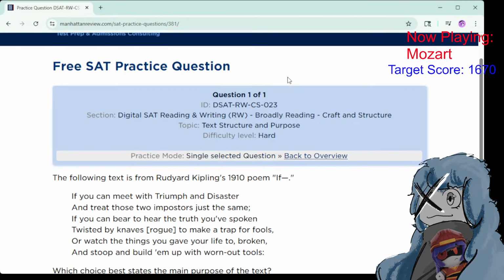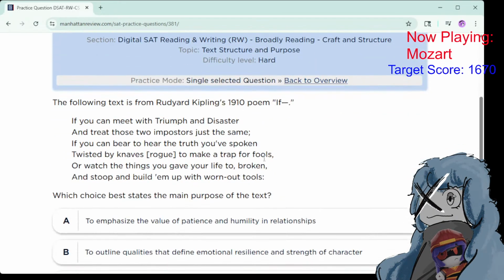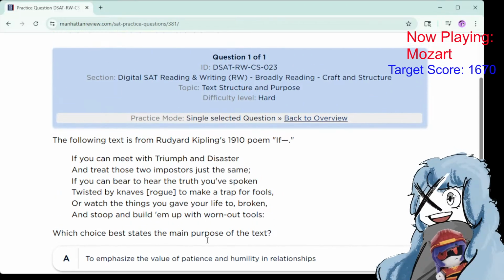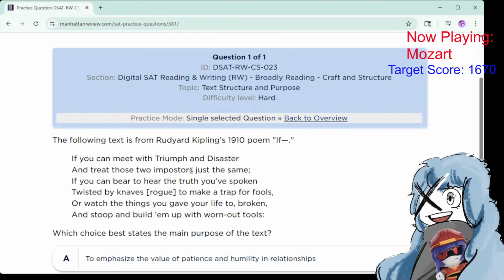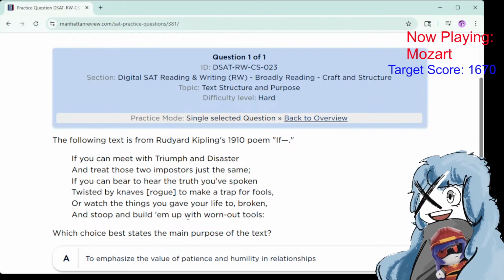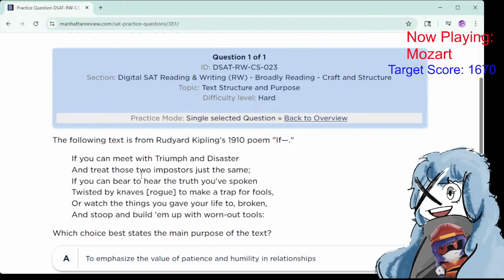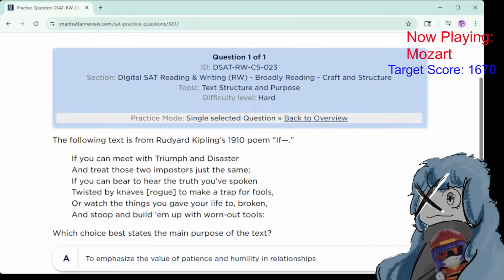Text structure and purpose. Level hard. It's a poem again. Come on. The following text is from Rudyard Kipling's 1910 poem, "If." "If you can meet with triumph and disaster, and treat those two impostors just the same. If you can bear to hear the truth you've spoken twisted by knaves to make a trap for fools, or watch the things you gave your life to broken, and stoop and build them up with worn-out tools."